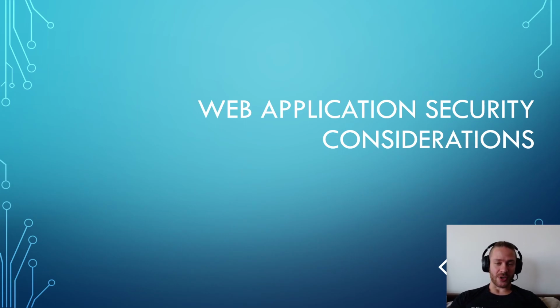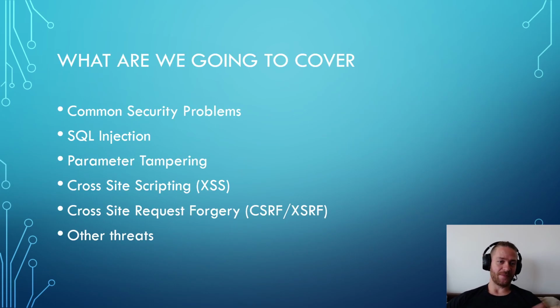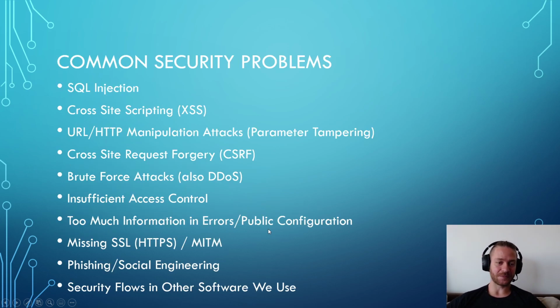Let's see what we're going to cover in this series. First, I'm going to talk about common security problems. Then I have some demo code for showcasing how we can attack a vulnerable application with very common web application attacks. For example, Sql injection, parameter tampering, cross-site scripting, cross-site request forgery. I'm also going to talk about some other threats which are commonly used by hackers.